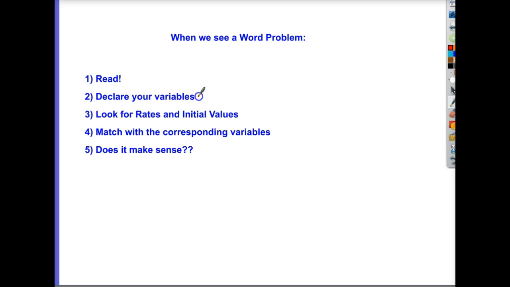Second thing, you have to declare your variables. That's like saying x will be this, y will be this. Declare your variables. Say what's going to be varying, variables, varying means changing. What's going to be changing? What do I need to declare as a variable? Then look for rates and initial values. Your rates will always look like a slope when we're writing linear equations, and initial values will be your y-intercept.